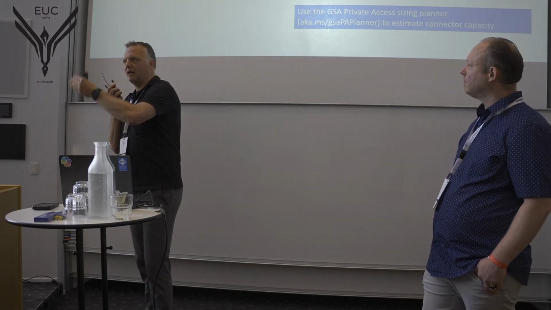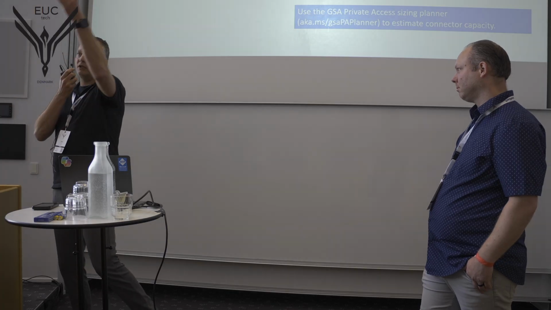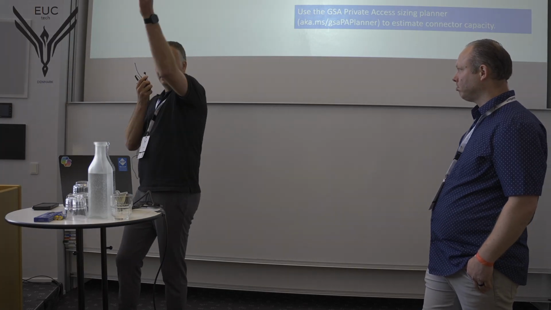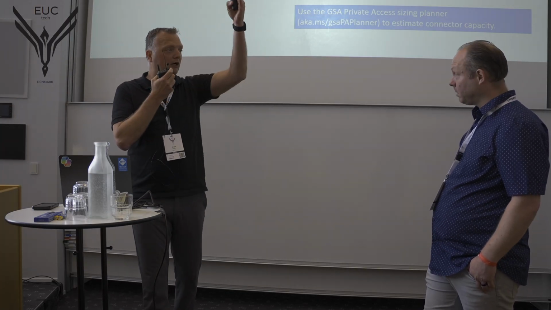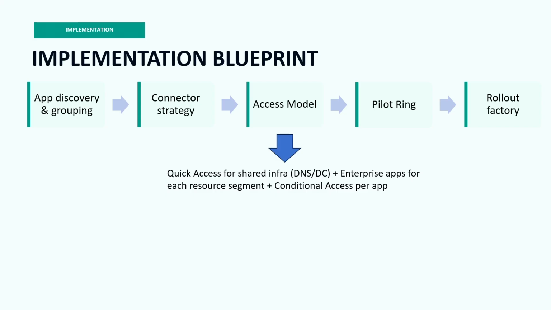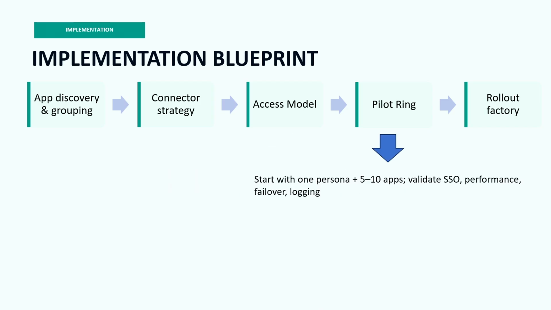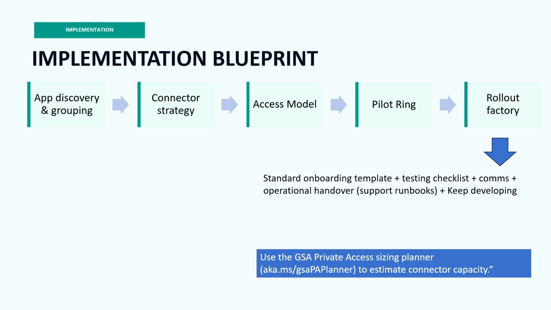So where should we put them? Because they're in a migration scenario, we put some in the internal network and some in Azure networks, and they just connected from the GSA client to the cloud, and the cloud directly to the correct connector. So we built the access model, the quick access for the shared infra. We did the pilot. We put the persona or department with the least amount of applications, but with the core applications, at the base. We started with them, and then we did the factory rollout where we did all the handouts and everyone was onboarded.